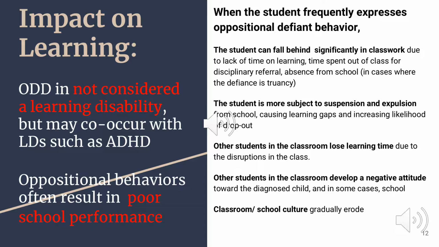Who else is impacted that we need to be concerned about are the other students in the classroom who are experiencing these disruptions day after day, because again, this behavior is patterned, frequent, and persistent. These students may develop a negative attitude toward the diagnosed child because they don't understand the disorder. And in some cases, they develop a negative attitude toward the classroom itself and toward school. All in all, the classroom and the school culture gradually erode when the disorder and the behaviors associated are not addressed appropriately.